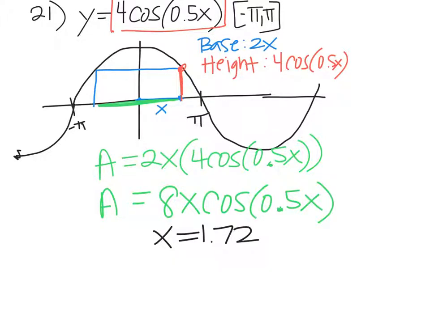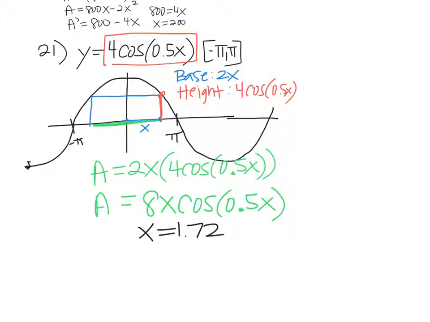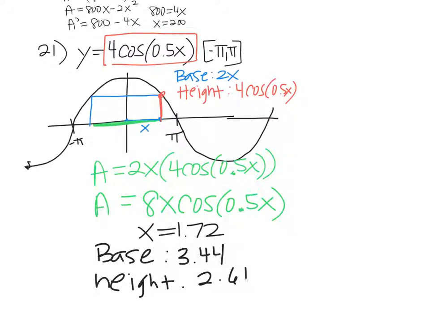And then what you're going to do is then you're going to go back. After you get that, the rest of it, you know, it's pretty basic. So then the base would be 1.72 times 2, which is 3.44. And then the height is 4 times the cosine of 0.5 times 1.72, and that ends up being 2.61 when you plug that in. And then to find the area, you just multiply those two together to get 8.98.